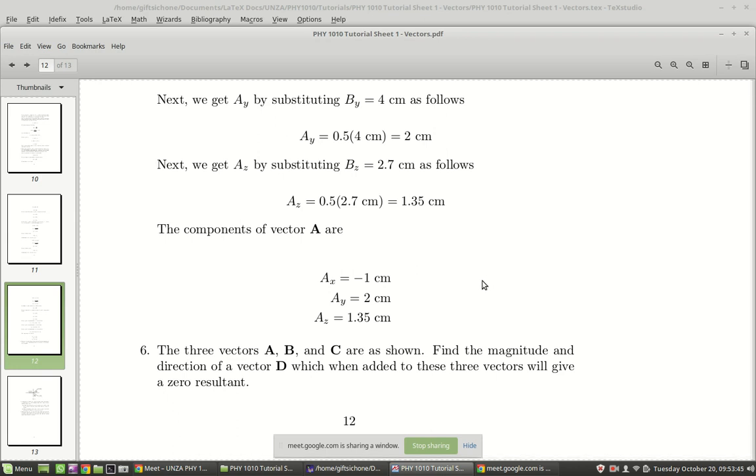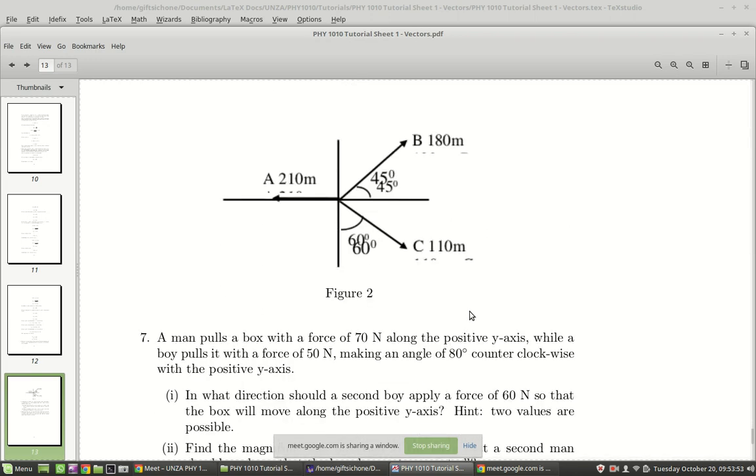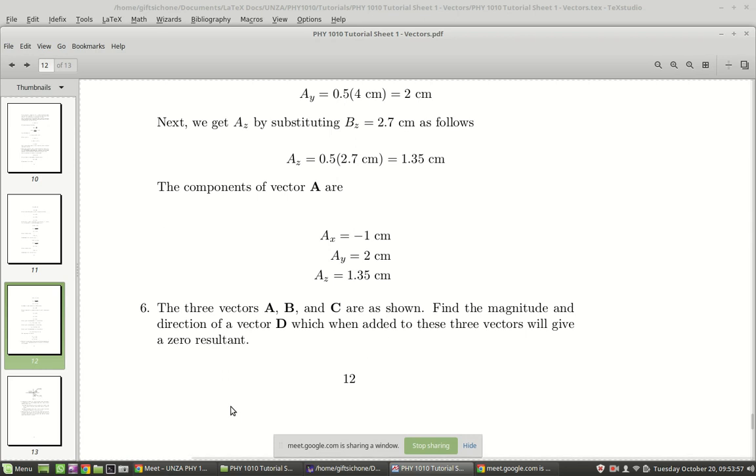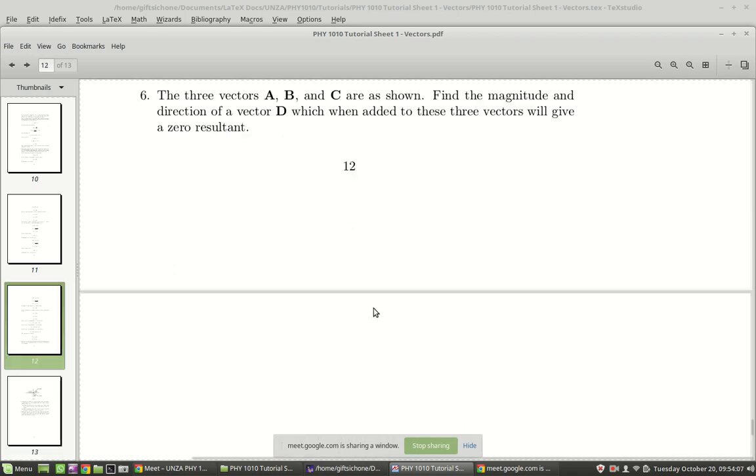Yes. Okay, so let us move on to question number 6. Question number 6 shows us vectors which are in different directions, so we definitely do need a table here. Three vectors A, B, and C are shown, and this is where they are. A, B, and C are shown like this.